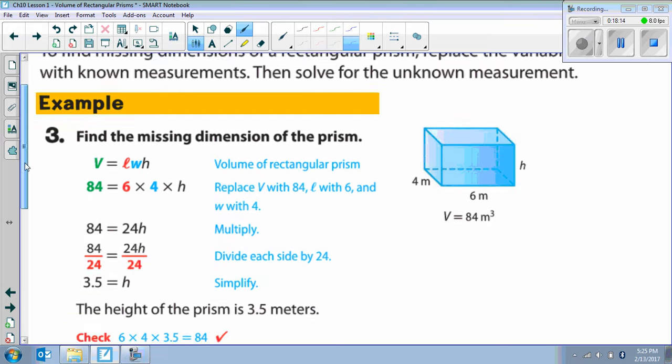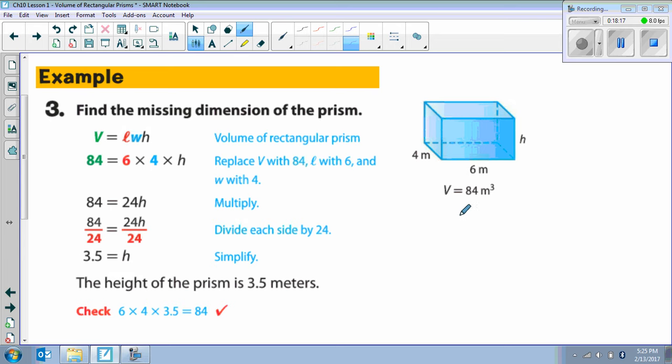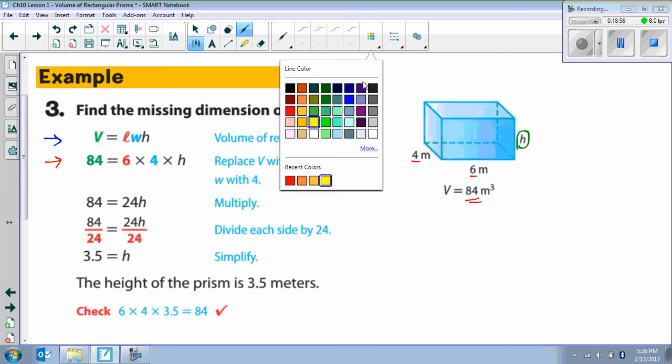Okay? So for example 3, you have this rectangular prism they're giving you. We're going to start by writing our formula. Volume is equal to length times width times height. Now you're going to substitute what you know. So they give us the volume, they give us the length, they give us the width, and we are going to solve for the height. Okay? So once we substitute all that in, we end up with 84 is equal to 6 times 4 times h.